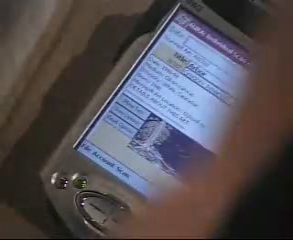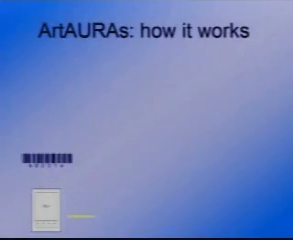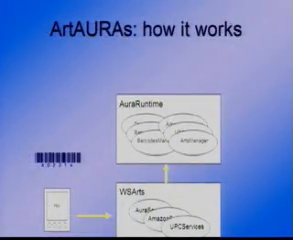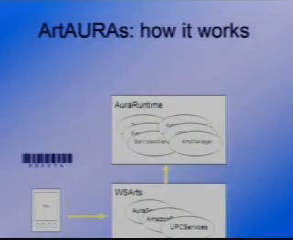This is a cartoon of how this whole thing works. When I click on a barcode, what actually happens is that it fires off a set of web service calls, and it goes to a backend server, which does no more than call the Aura runtime library. The Aura runtime library sits on a server somewhere, and a set of web services, of course, can be anywhere.